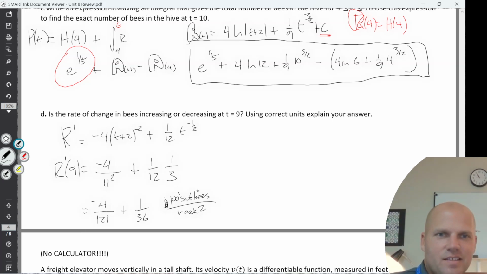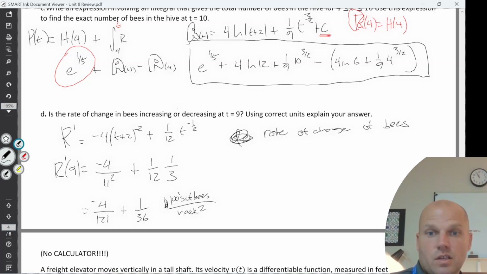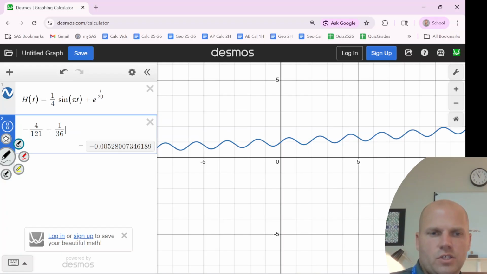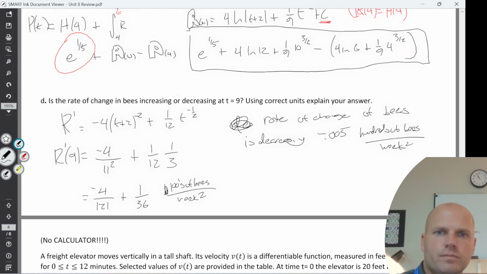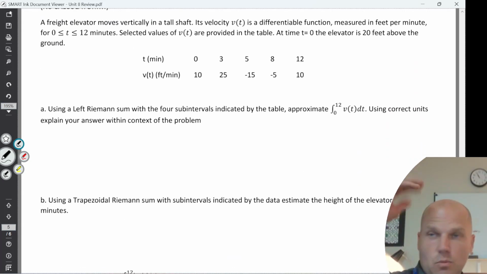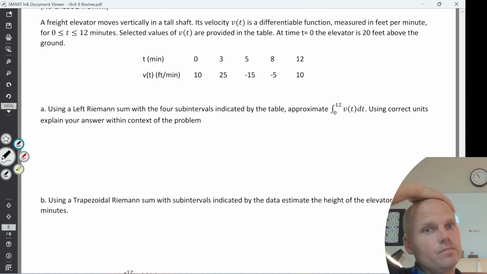This is the rate. So the answer is decreasing. R is decreasing. The rate of change of bees is decreasing. This is too hard for you to figure out: negative 0.005 hundreds of bees per week squared. Cool. Two more. Riemann sums.